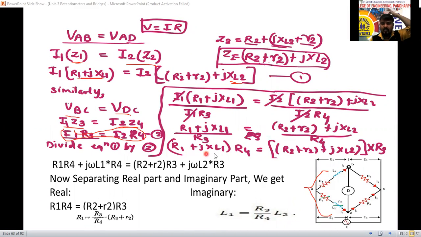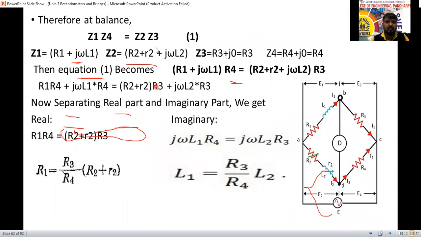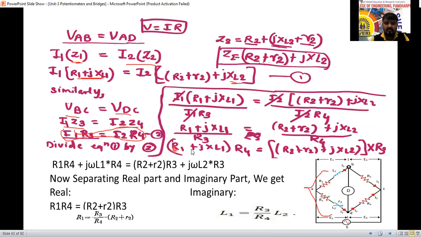Let me explain better. What was the earlier equation? Z1 Z4 equal to Z2 Z3, right? What do you mean by this? R1 plus jXL1 means what? This complete term is Z1 only. R1 plus jXL1 is Z1. R4 equal to Z4. This complete term is Z2. R3 equal to Z3. Same thing we have completed.